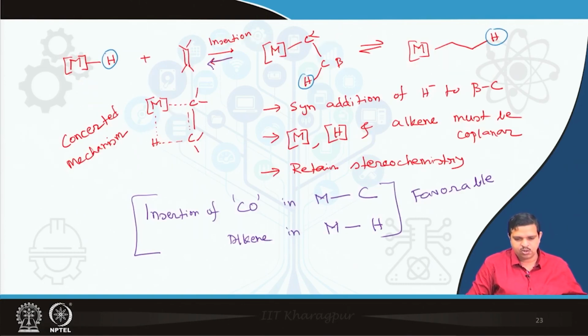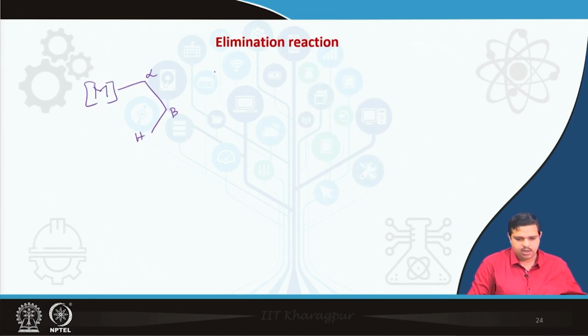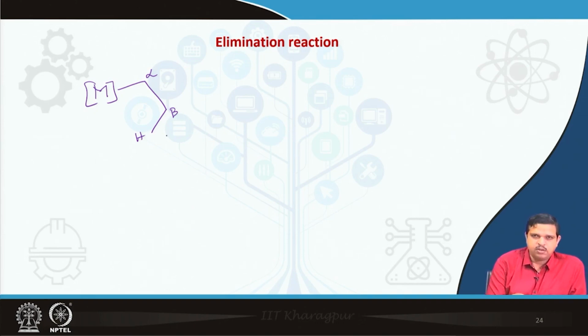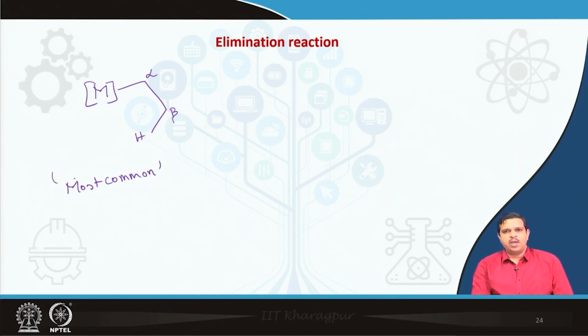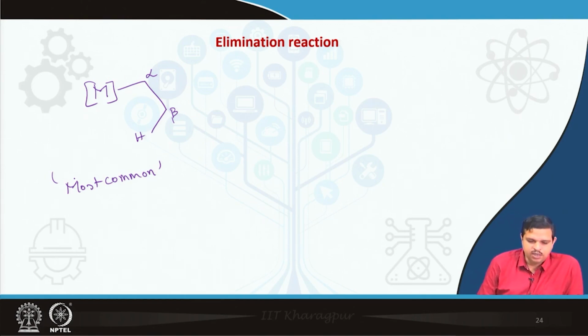Sorry, this is the elimination reactions. Now, elimination reactions are generally two types or maybe three types. One is the beta hydride elimination or alpha hydride elimination, or sometimes the gamma eliminations are also possible. In many rare cases the other hydrides can be eliminated, but the most common is the beta hydride elimination, and you will see it very frequently in organometallic catalysis reactions.